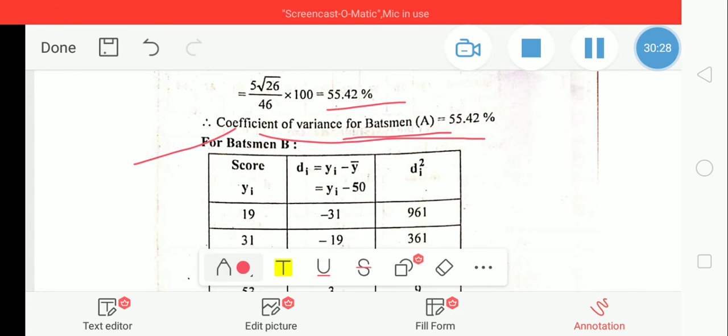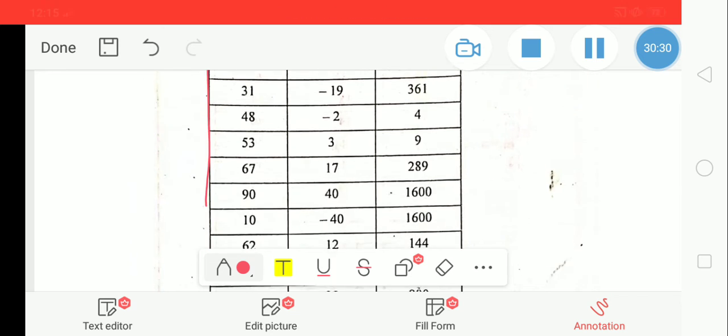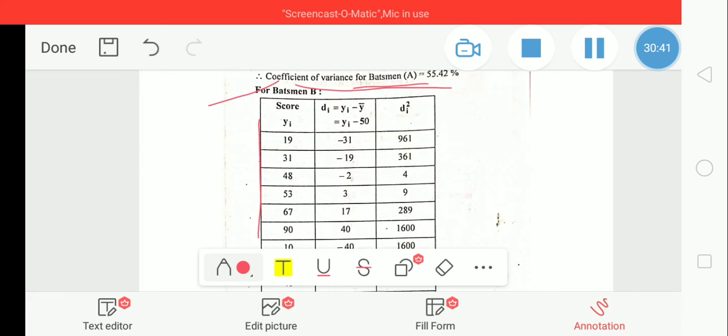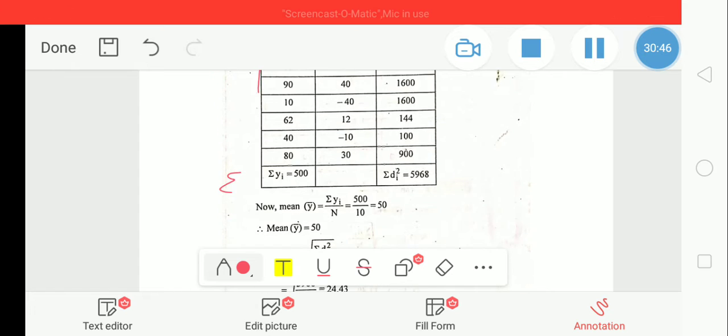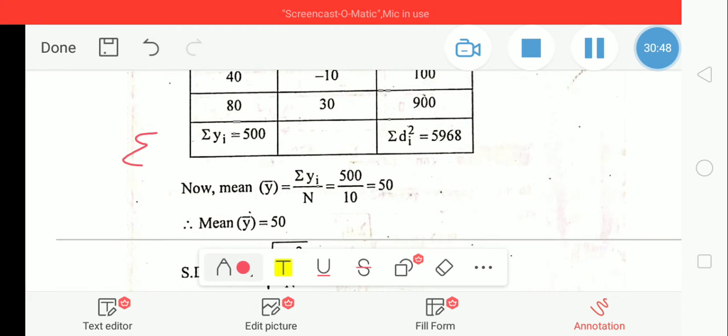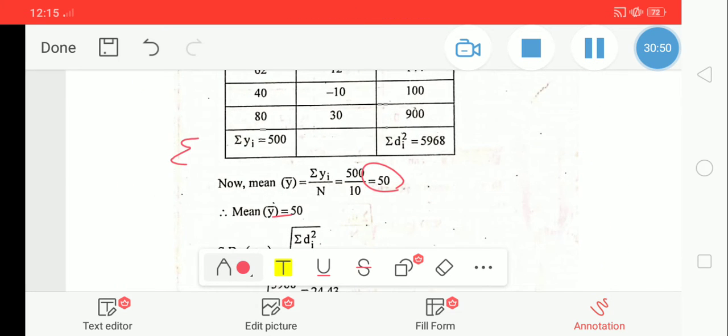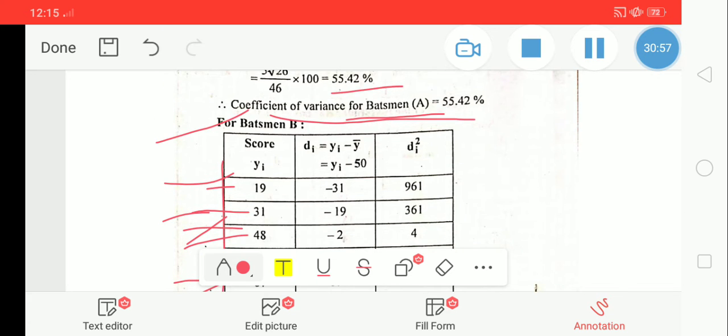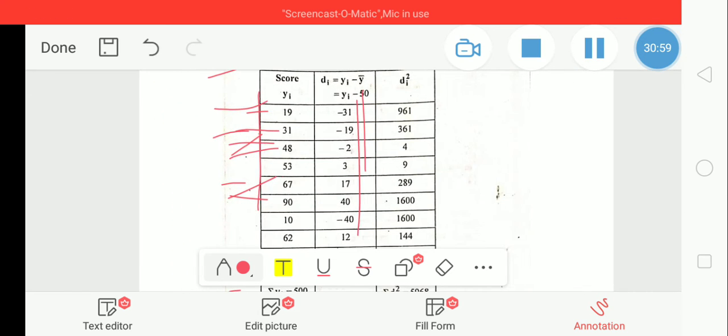Now finding it for B. These are the scores given for batsman B, and the summation of y i is 500. These are also 10 innings, so 500 divided by 10 is 50. So the mean is 50. Now 19 minus 50, and so on; here also all are minus 50, so they give these values.